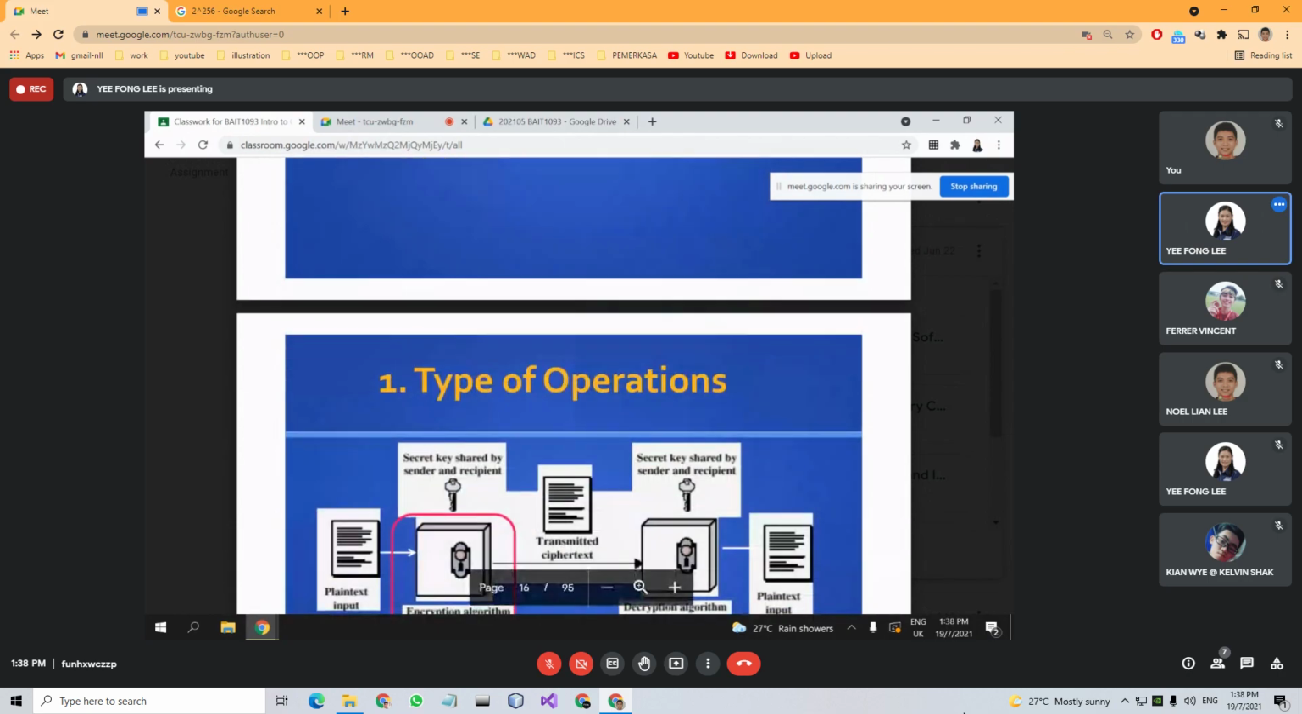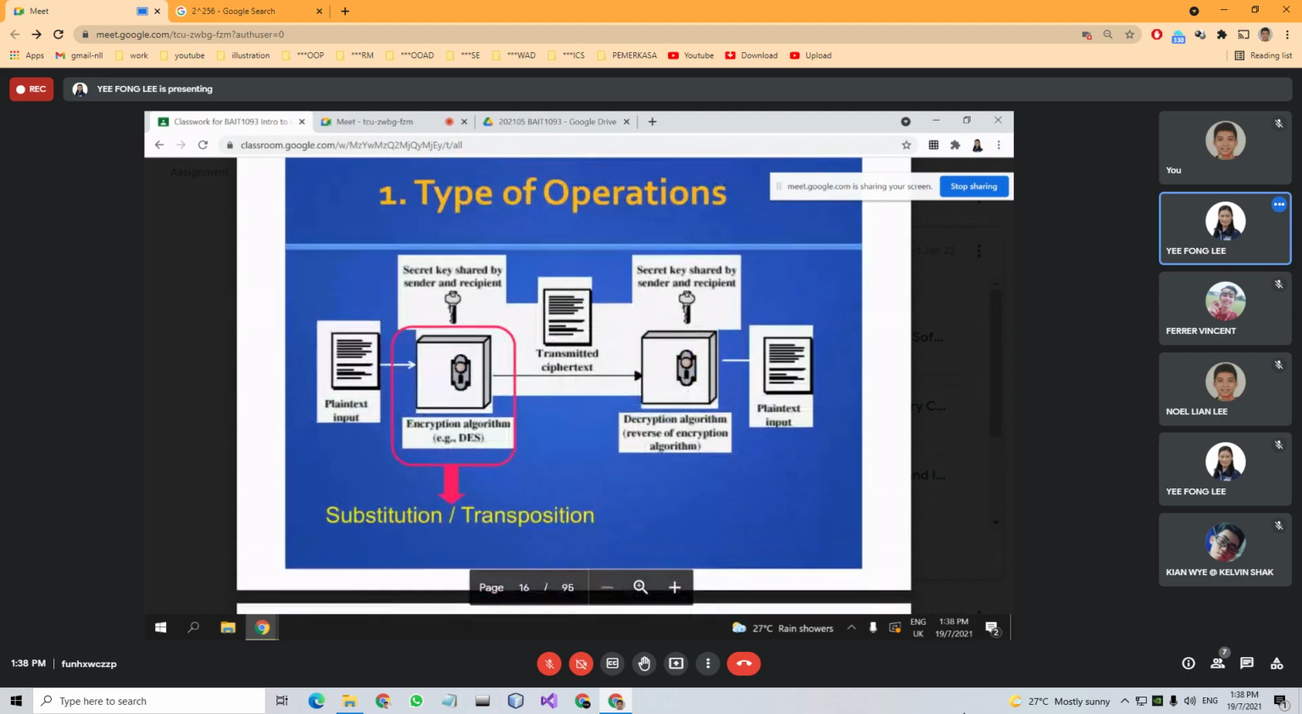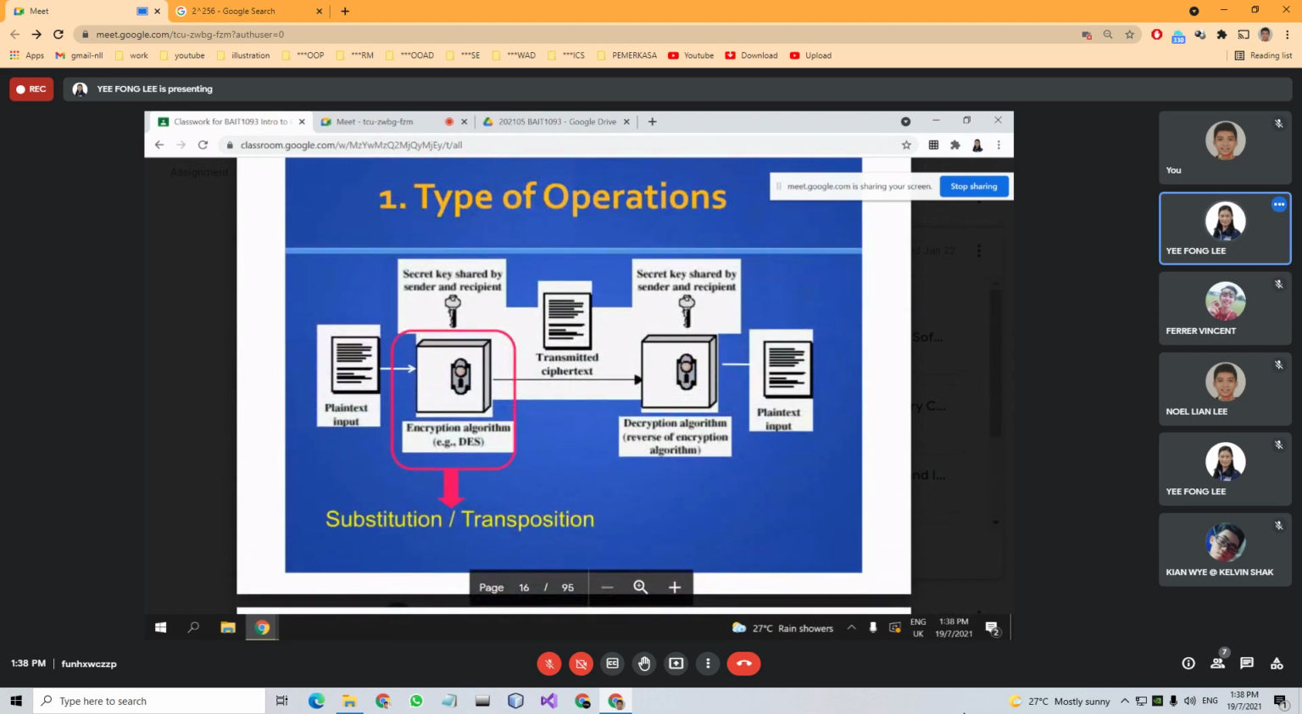Next slide again. Okay, we look at the next diagram. Substitution and transposition happen at the time of the encryption algorithm, right? Plain text, encryption, and then a ciphertext. The decrypt algorithm again uses the same algorithm, reversed from what happened in the encryption algorithm, and then back to plain text.